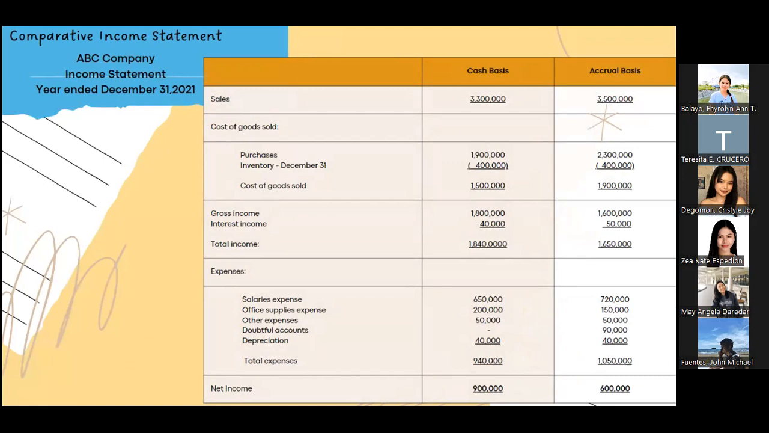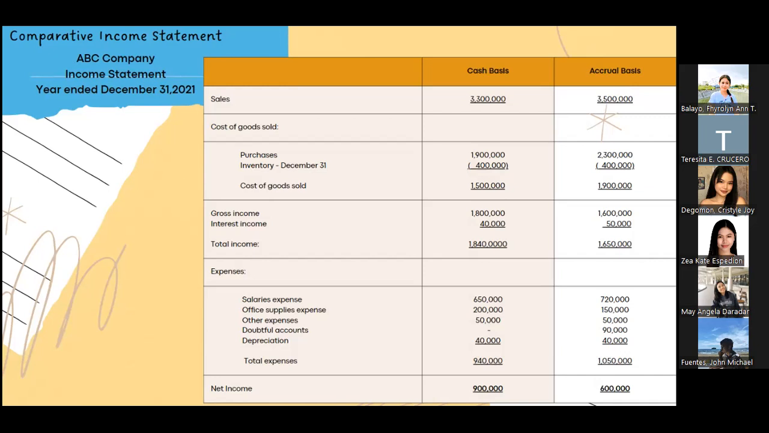From our sales of 3,300,000, we deduct cost of goods sold of 1,500,000. We arrive at our gross income of 1,800,000 for cash basis. For accrual basis, from sales of 3,500,000, we deduct cost of goods sold of 1,900,000. We arrive at 1,600,000 gross income.